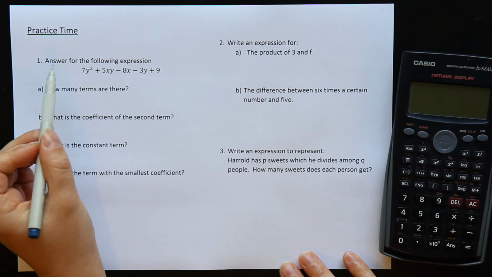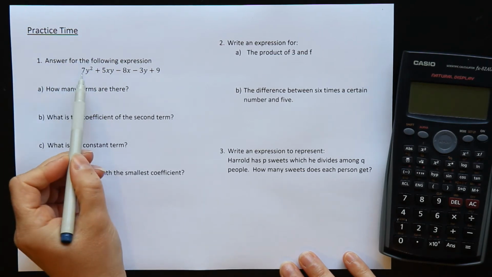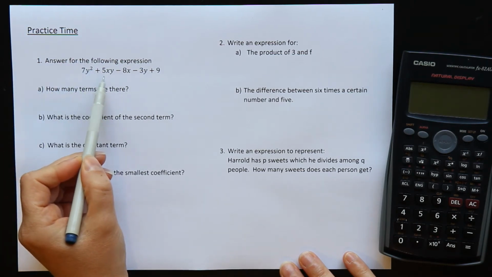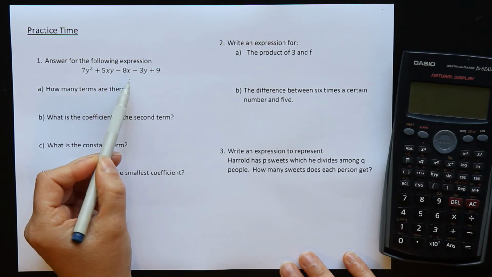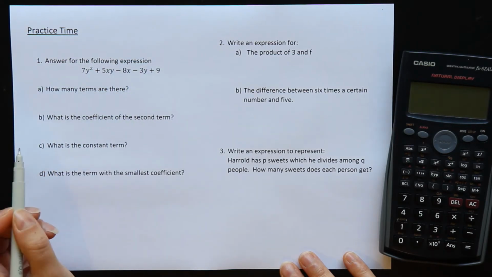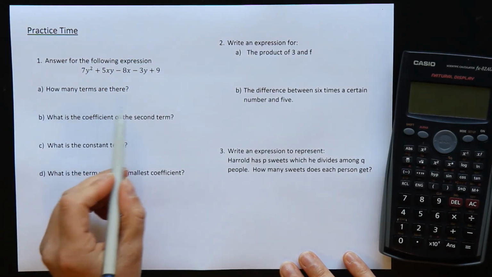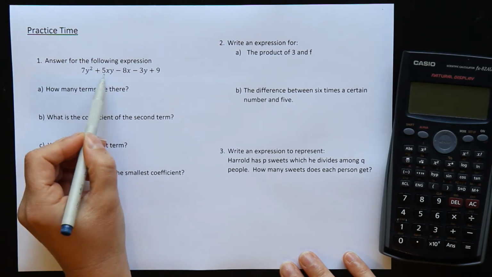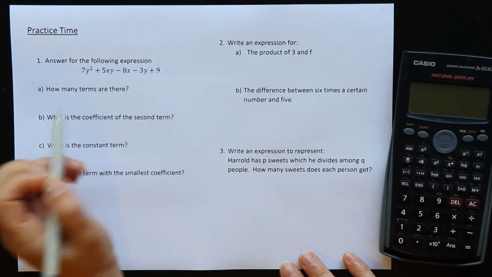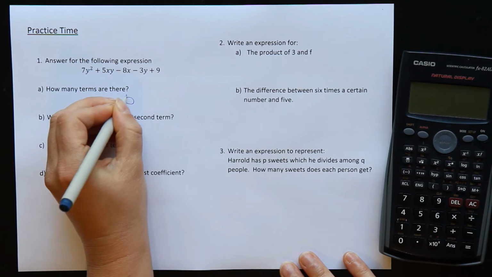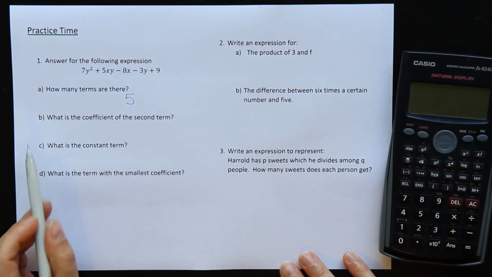Question number 1. For the following expression here, 7y squared plus 5xy minus 8x minus 3y plus 9. Alright, how many terms are there? 1, 2, 3, 4, 5 terms. That sounds very similar to the last one. Alright, let's have a look at B.